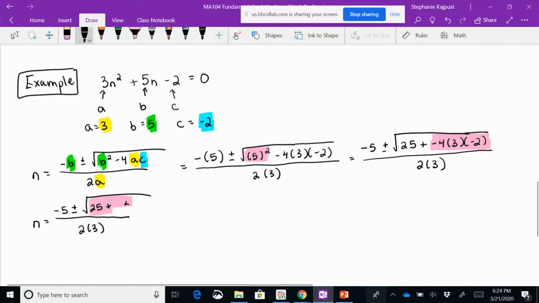Whoops, I just accidentally erased things. I accidentally hit my eraser while I was writing. So we're going to add the 25 plus 24. I'm going to move to the right again just to try to save space. So I have my -5 plus or minus, and then 25 plus 24 is 49. So I'm going to have 49 inside the square root, and then that's over 2 times 3.